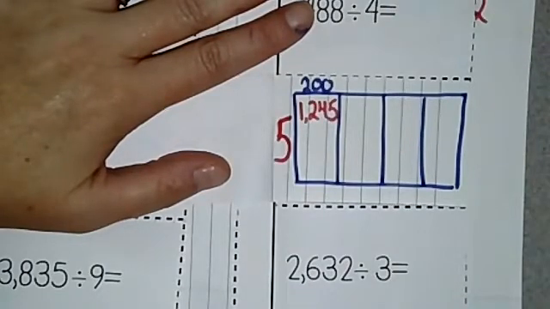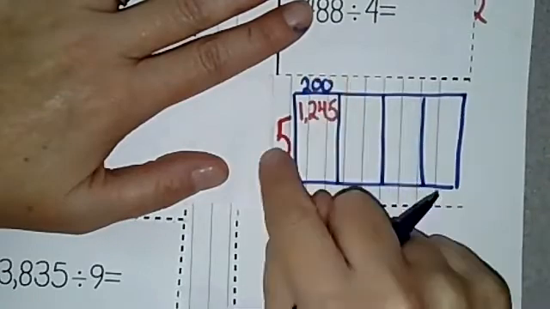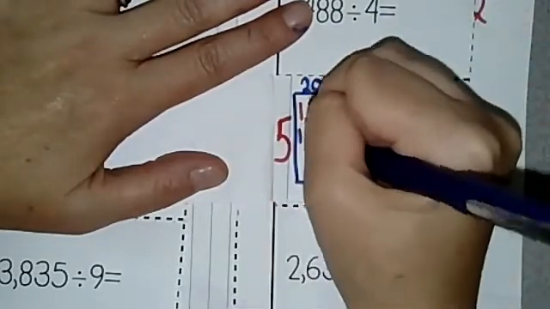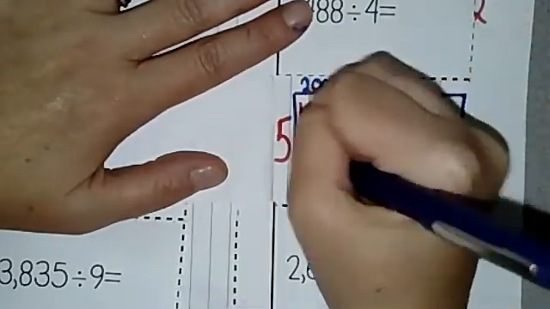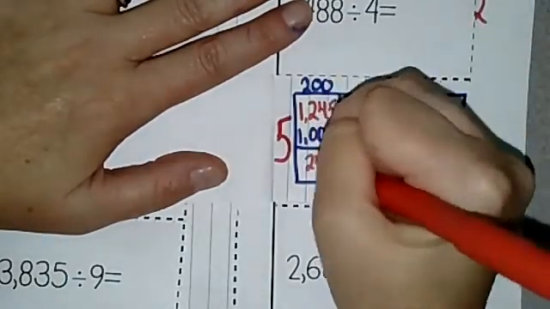5 times 200 will give you 1,000. So put 200 up here. 200 times 5 is 1,000. Subtract it, and when you do, you get 245.